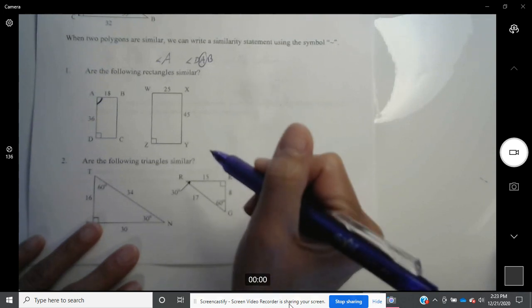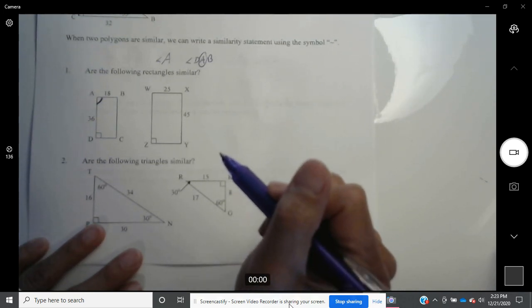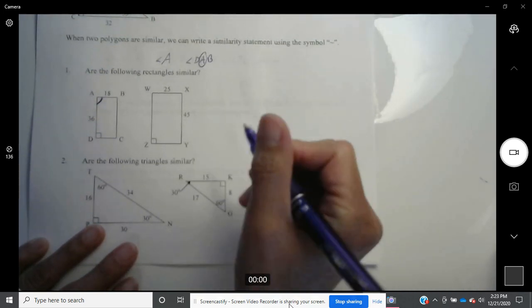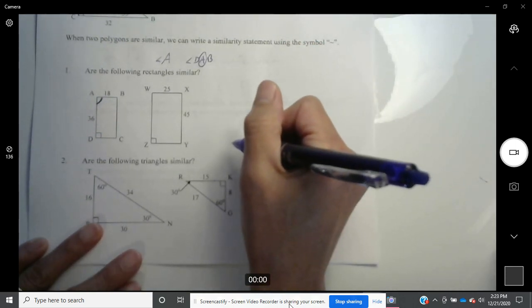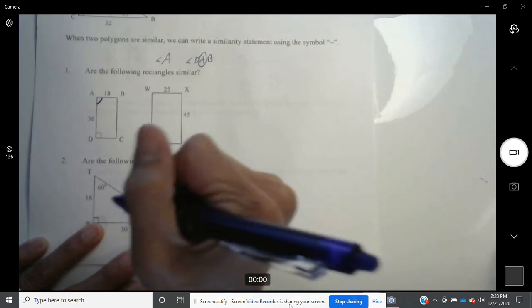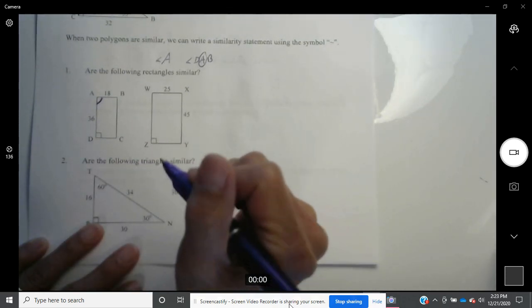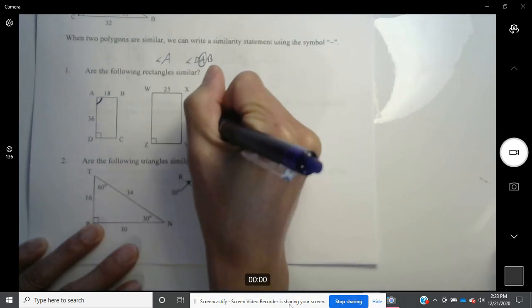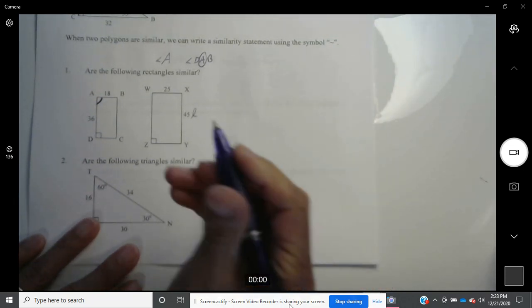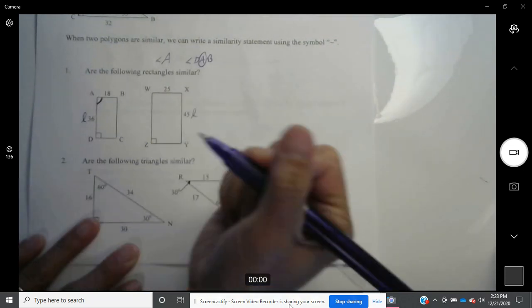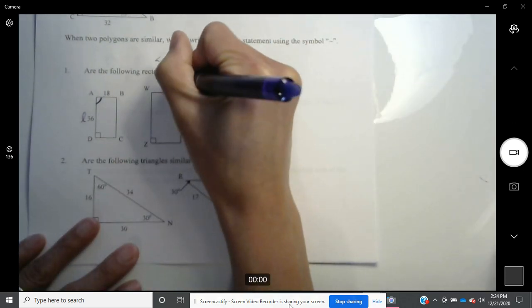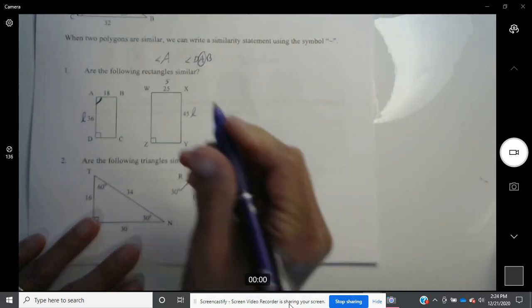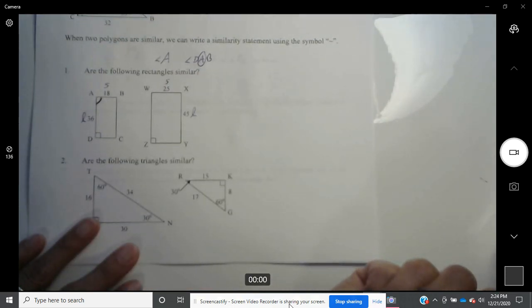The second thing we need to ask ourselves is, are the side lengths proportional? So we need to set up a proportion to determine that. I usually like to label my corresponding sides. So I look at this rectangle and see that that's the long side of that rectangle, and then I'm going to note the long side of this rectangle. Then I want to see that that one is the short side, and then this one is the short side of that rectangle.